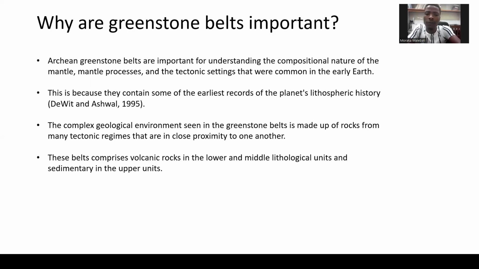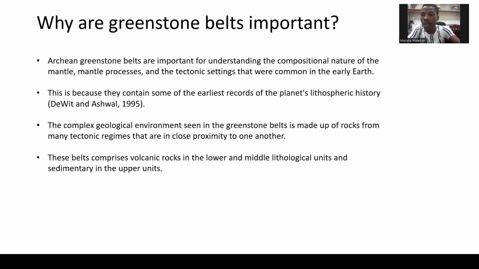These belts comprise volcanic rocks in the lower and middle lithological units, and sedimentary rocks in the upper units. I would always refer you to the Barberton Greenstone Belt, and then please also visit our video on the Barberton Greenstone Belt for more information or to understand the stratigraphy of the greenstone belt.